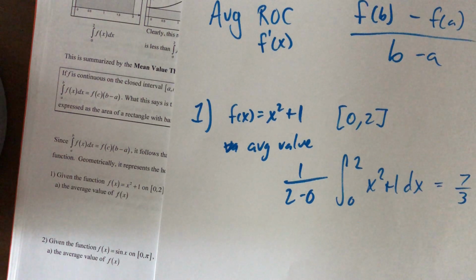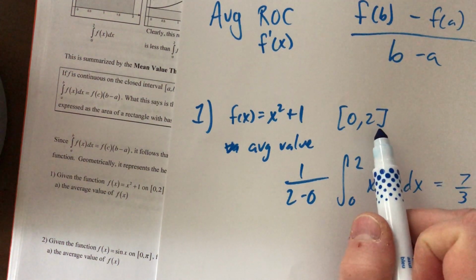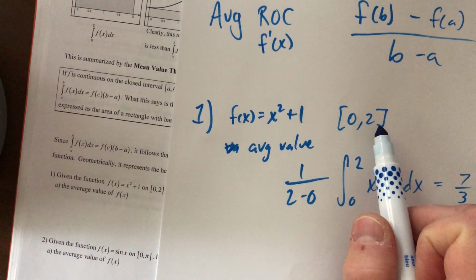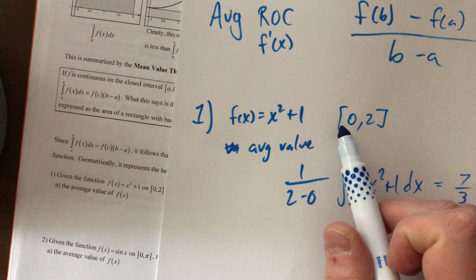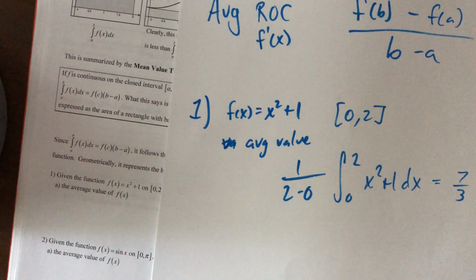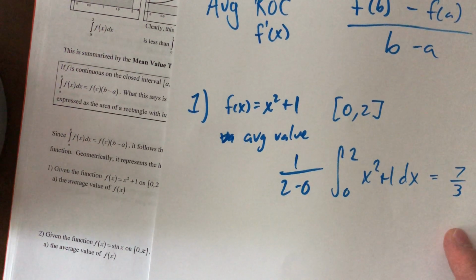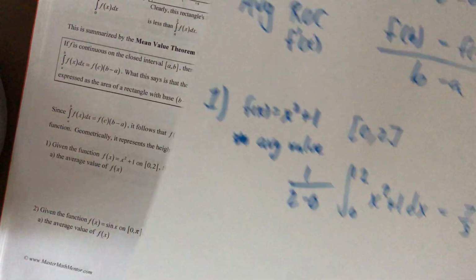So 7/3 is the average value. And what that means is if you looked at all of the y values that happen from 0 to 2, there's an infinite number of y values. But if you looked at all those y values and averaged them, you would get 7/3 exactly. It's honestly kind of a crazy result, but it's true and it works.